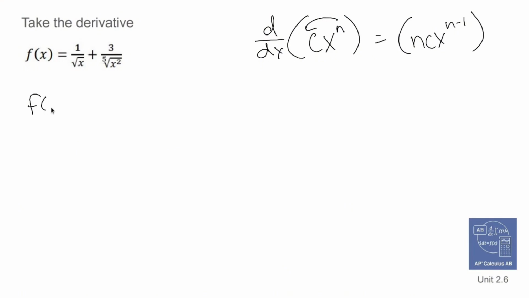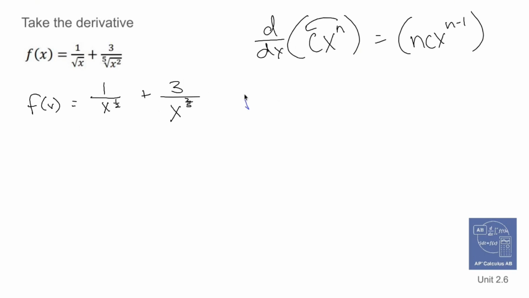So let's change f of x using two steps. Let's turn this into 1 over x to the 1/2. So now that I have the exponent, okay, that's good. And let's turn this into 3 over x to the 2/5. Okay, now I still can't apply this rule because this rule only works if things are in the numerator. So how can I fix that?